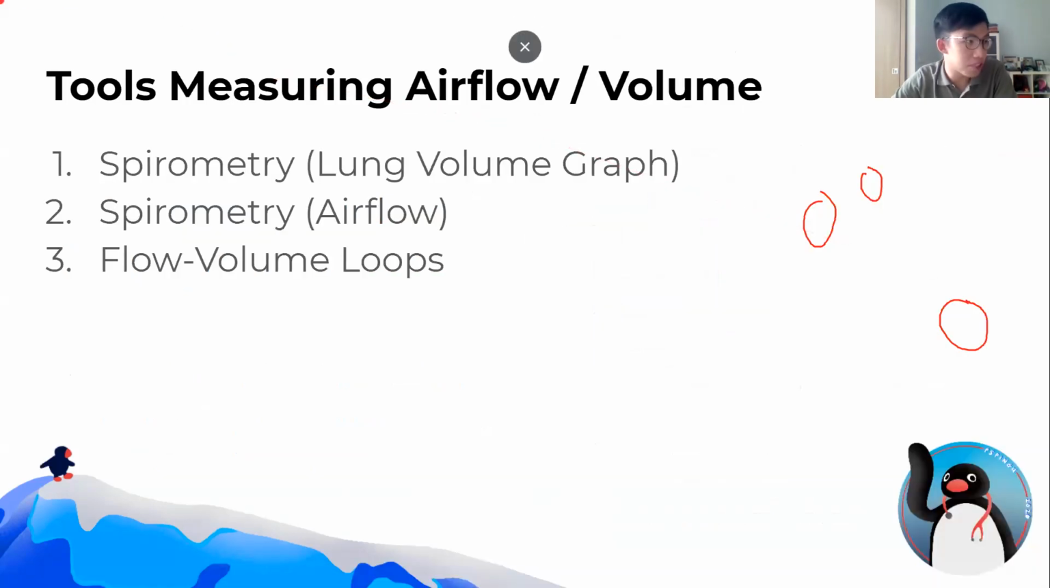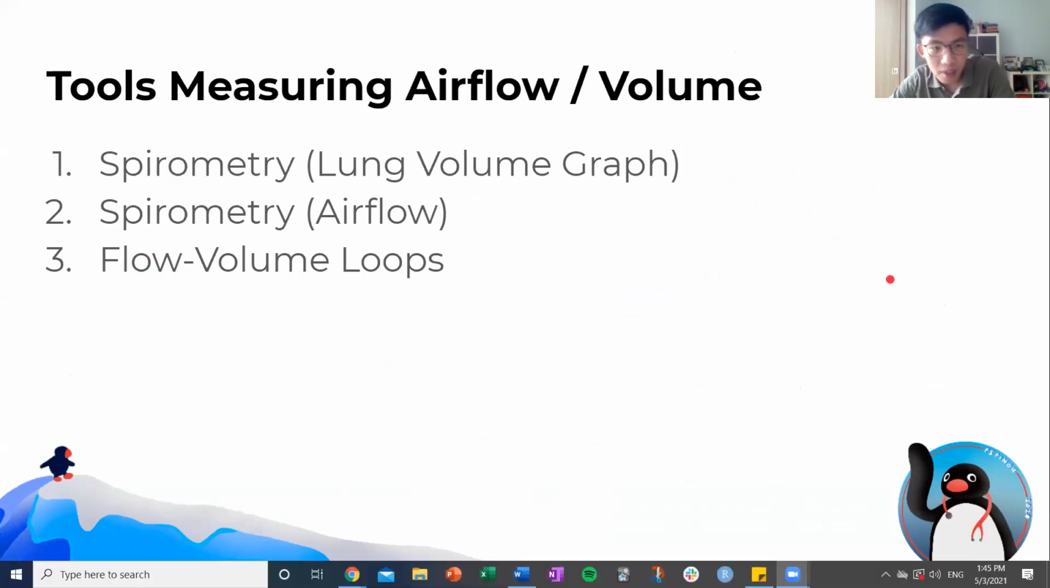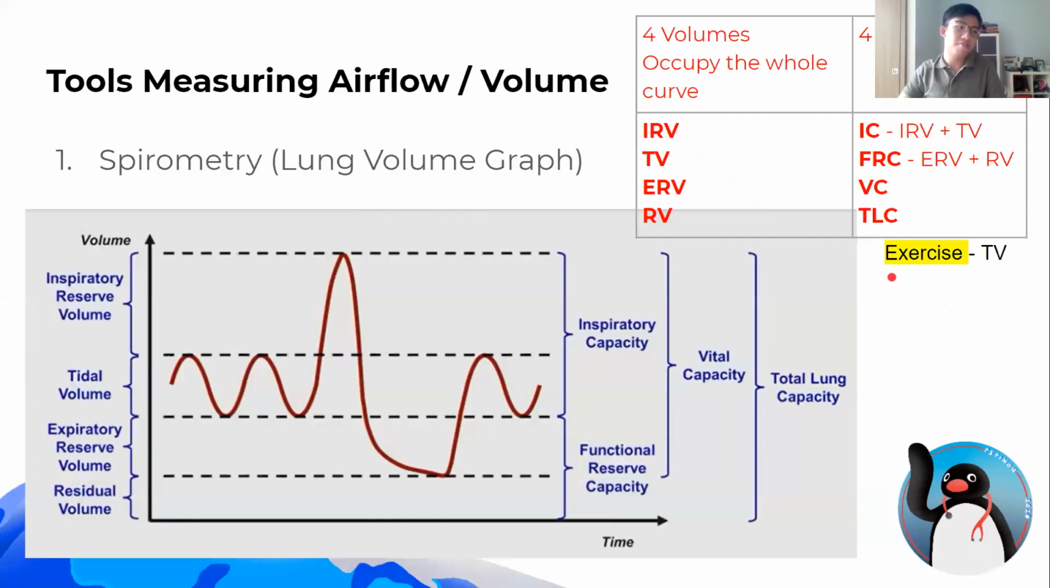So here are the tools that we use to evaluate airflow and volume. And there are three things that I'd like to talk about. So I'll run through them. The first would be this lung volume graph, which in Monash land is actually pretty high yield. So you got to learn this by heart. And yes, you need to know the 4 volumes and the 4 capacities.